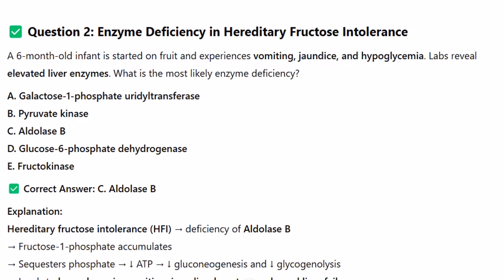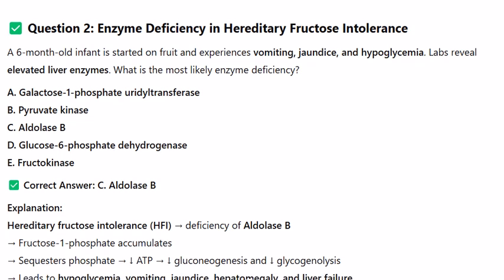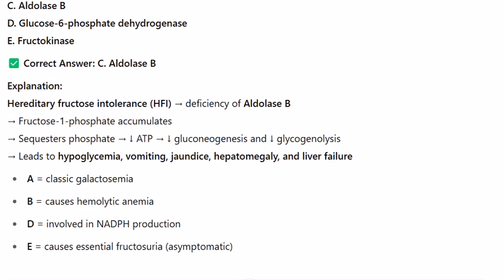Explanation. Hereditary fructose intolerance, HFI, is a deficiency of aldolase B. Fructose 1-phosphate accumulates, sequesters phosphate, and depletes ATP, inhibiting gluconeogenesis and glycogenolysis. This leads to hypoglycemia, vomiting, jaundice, hepatomegaly, and liver failure. A is classic galactosemia. B causes hemolytic anemia. D is involved in NADPH production. E causes essential fructosuria, asymptomatic.